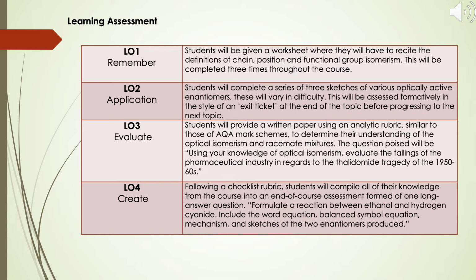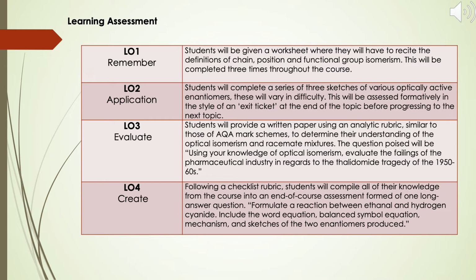For learning objective 2, the students will be able to complete a series of 3 sketches of various optically active enantiomers, and these will vary in difficulty. These will be assessed formatively in the style of an exit ticket at the end of the topic before progressing to the next topic, and these will also be self-assessed by the students.